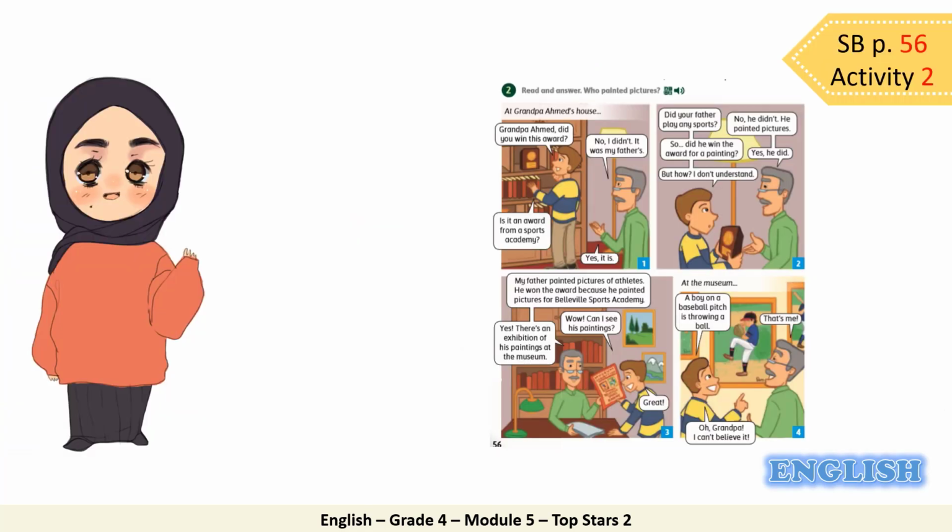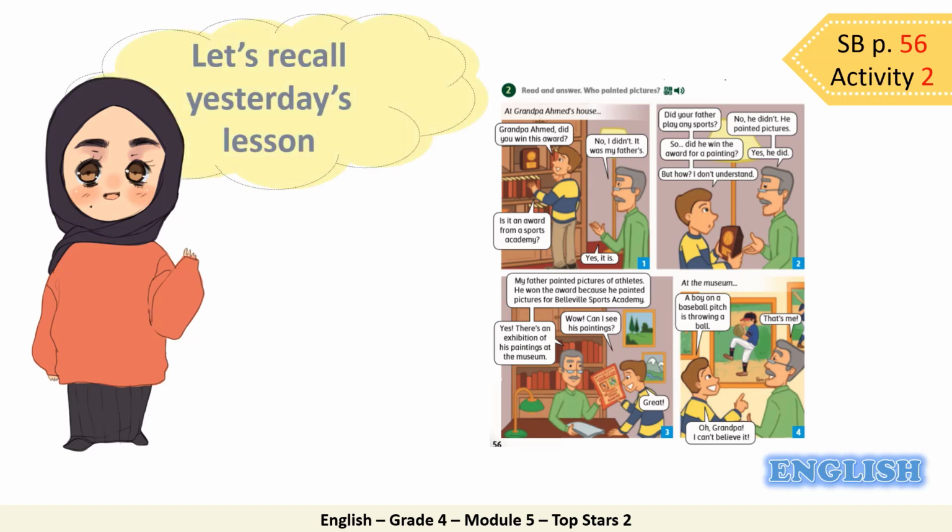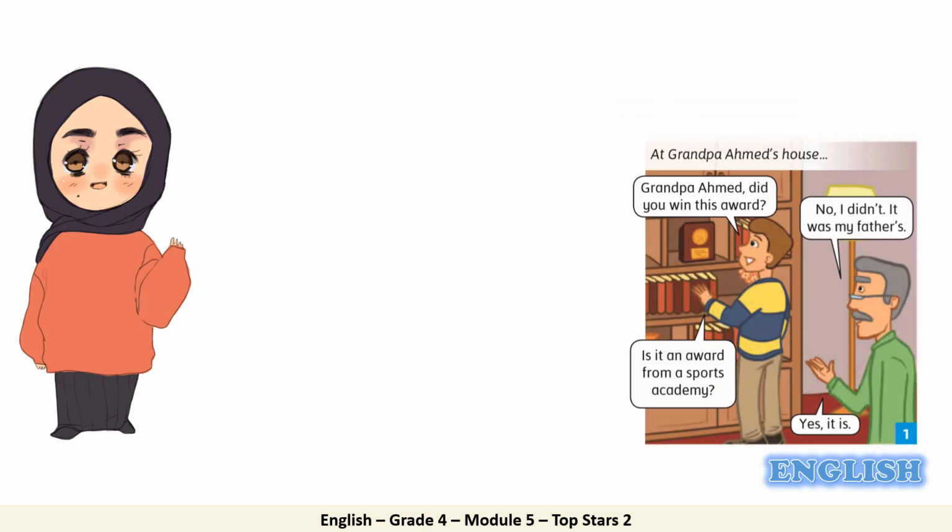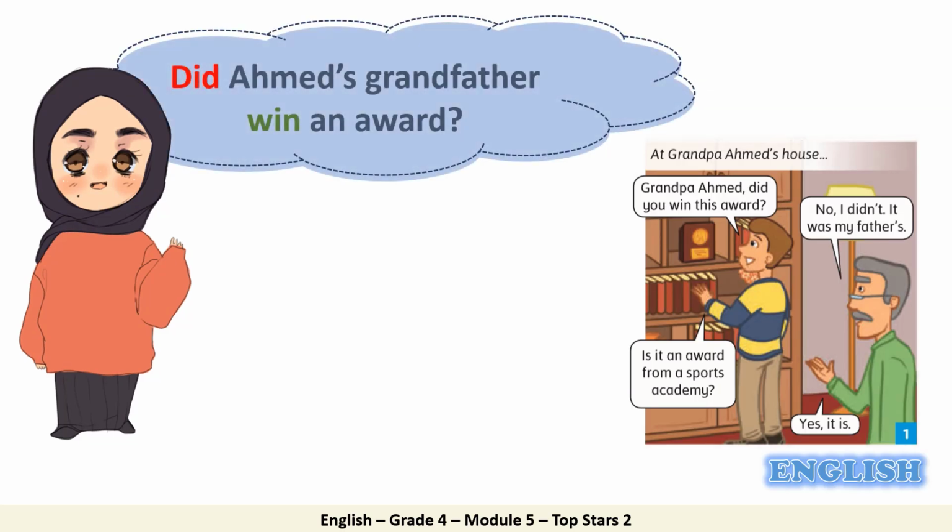Now open your student's book on page 56, Activity 2. It's time to recall yesterday's lesson. This is frame 1 from the previous lesson. Look at my question. Did Ahmed's grandfather win an award? Look at the frame and answer. We would say, no, he didn't.